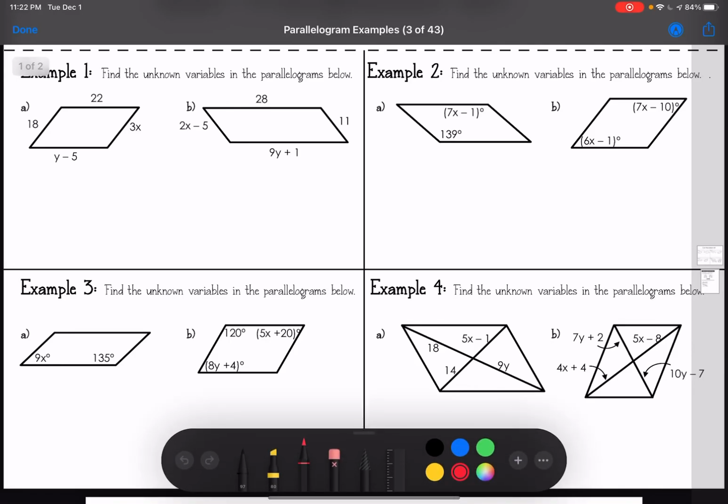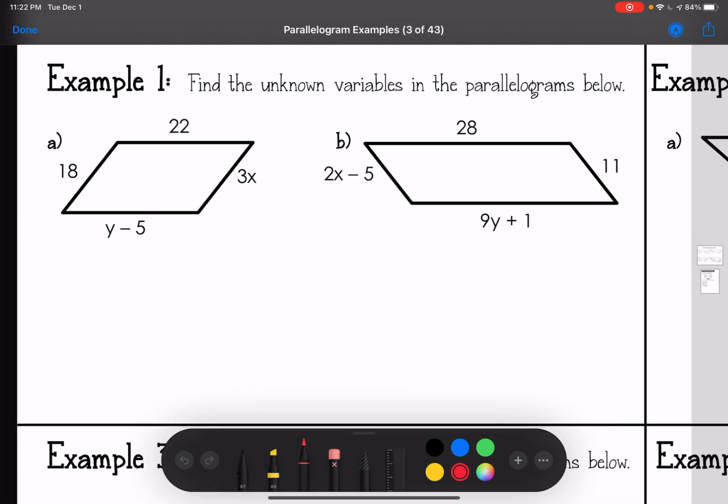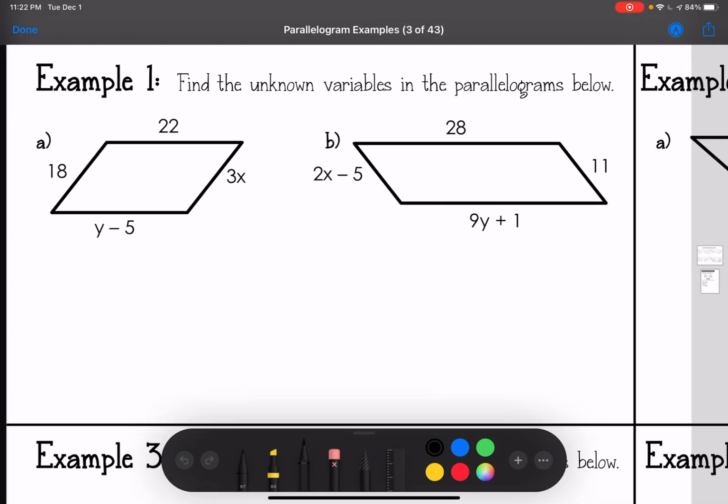Hey everybody, so we are going to be applying the parallelogram theorems and their converses to find the missing values and the variables of these different examples. We're going to start off with example 1 and find the unknown variables in the parallelograms below. This one is going to be using the theorem that states that opposite sides are congruent.